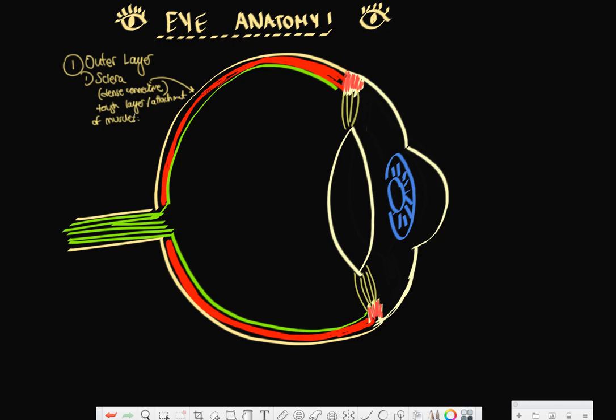The second component of the outer layer is the cornea. This cornea is transparent, and this is where light enters the eye. It's the most anterior portion of the eye, and it's made up of transparent cells and collagen fibers, and it's going to admit light into the eye.